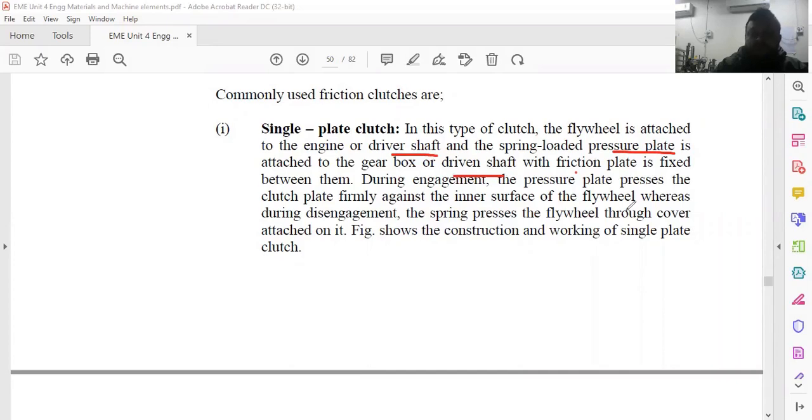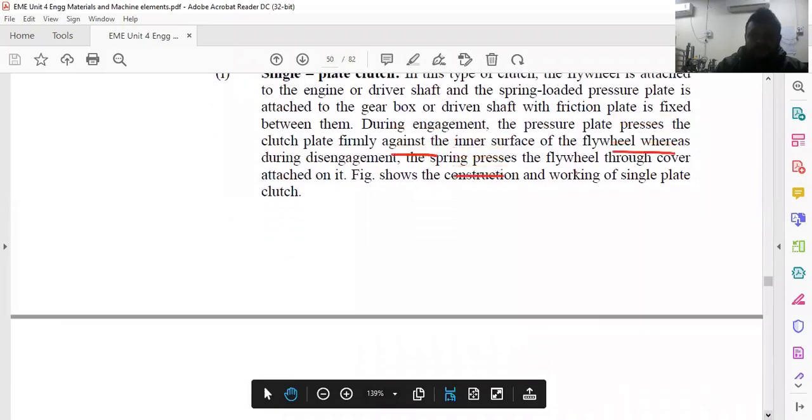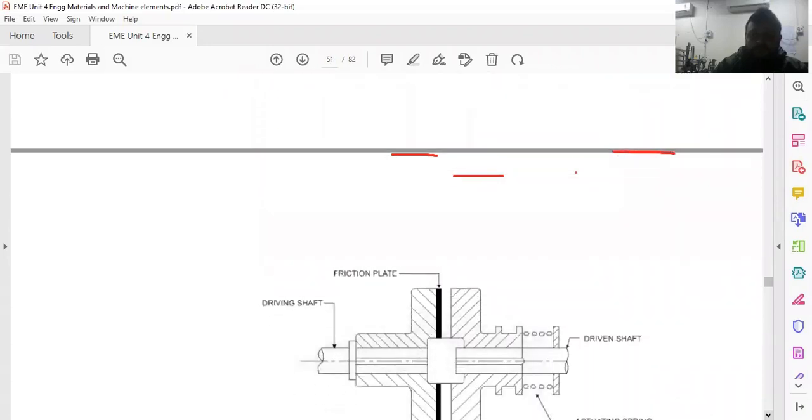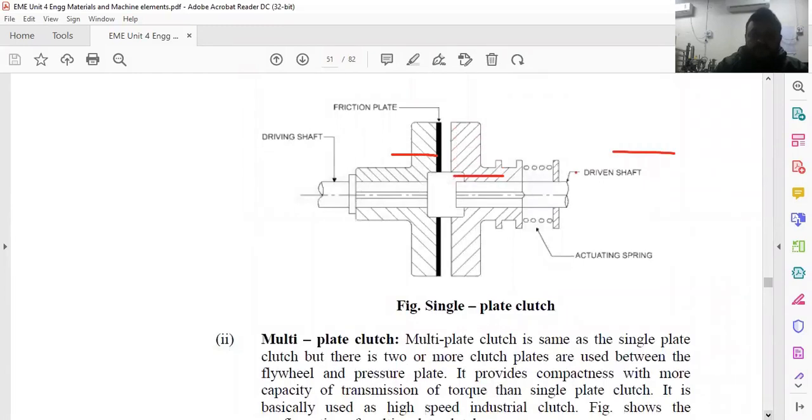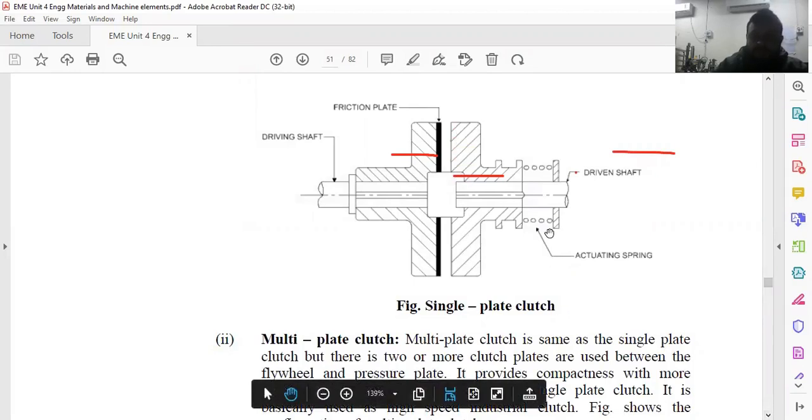two important elements are there in the clutch. Flywheel and pressure plate. Now flywheel is attached to the driver shaft. Pressure plate is attached to the driven shaft. And in between flywheel and pressure plate, we have the friction plate. That is the main construction detail of the clutch. Here you can see the figure where driving shaft and driven shaft is there, and driven shaft is actuating with the spring by means of the friction plate. So it can easily press or release the friction plate.